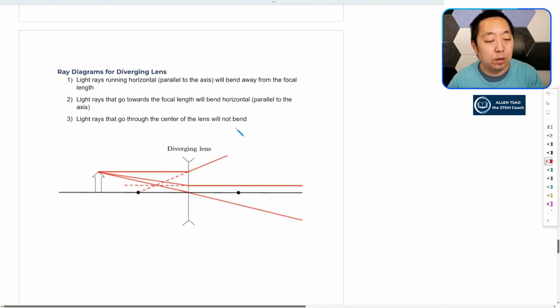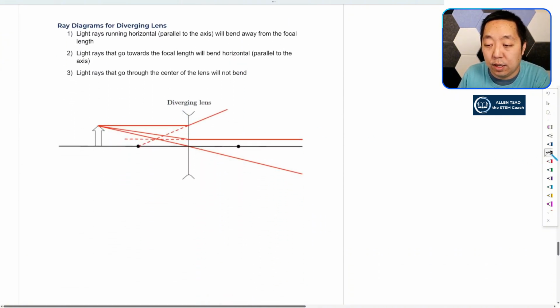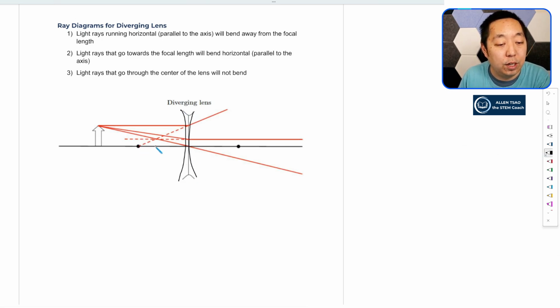So let's take a look at the lens rules here. Again, the diverging lens looks something like this. We assume it's very thin, and this is our model. So here are our focal points. Light rays running horizontal will bend away from the focal point. That means they'll look like they come from this focal point. Light rays that head towards the focal point over here will then bend horizontal. So this light ray is heading towards that point like it's a straight line. If you continue that line, it would be a straight line to there. Then that one bends horizontal, and anything that goes through the very center, through the principal axis, goes unbent.